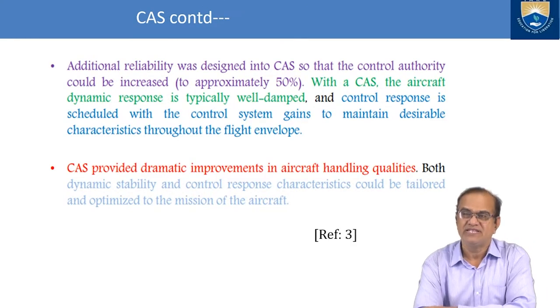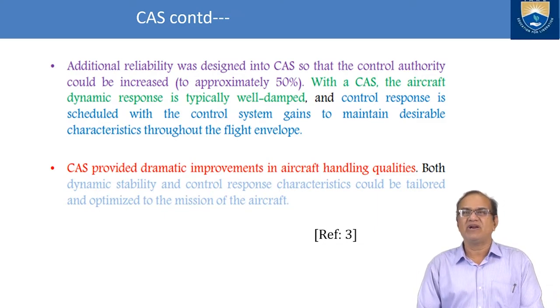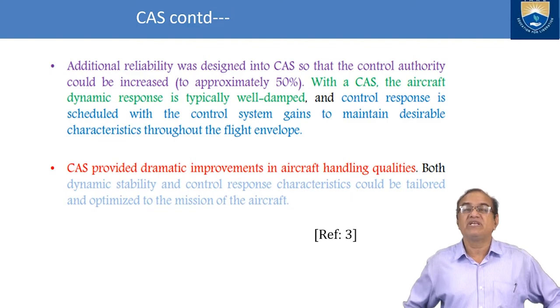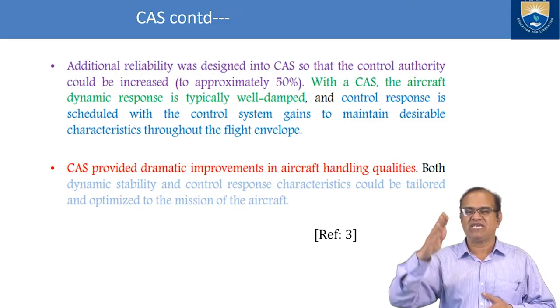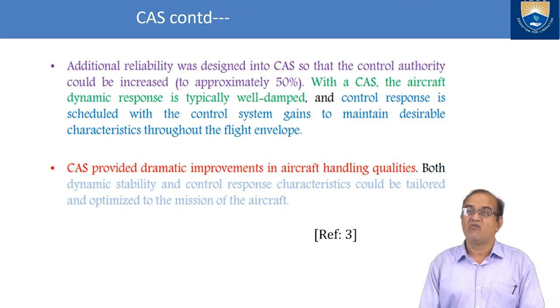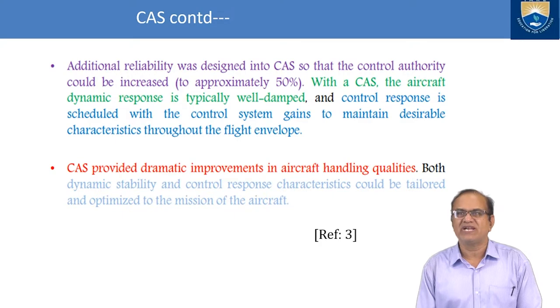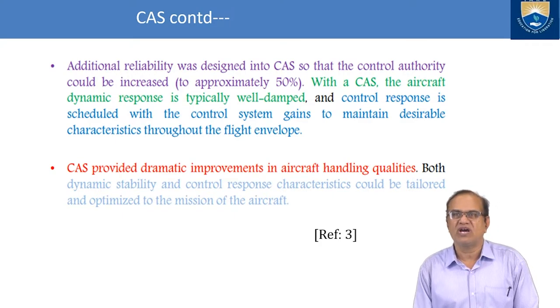Now, in this, what happened? Additional reliability was designed into CS so that the control authority could be increased to approximately 50%. In the SAS, only 10% was there, but here a 50% increment of the control authority can be done. With the CS, the aircraft dynamic response is typically well damped. So in the CS, the dynamic response, meaning the frequency and the motion of the aircraft, can be well damped, and control response is scheduled with the control system gain to maintain desirable characteristics through the flight envelope.